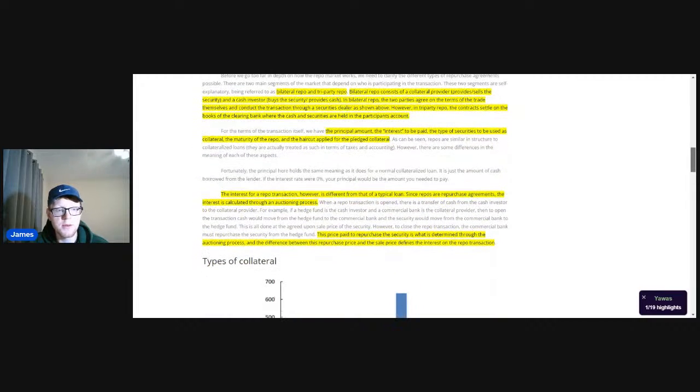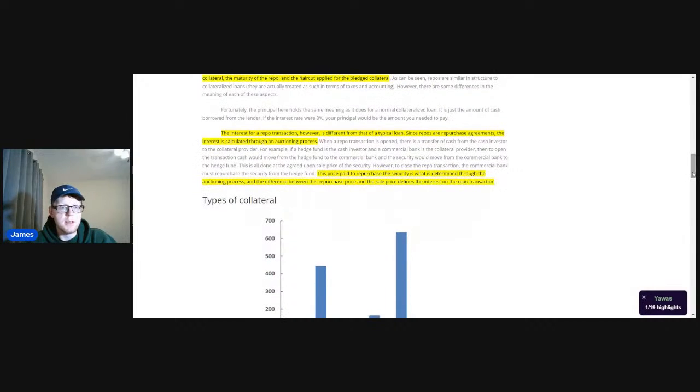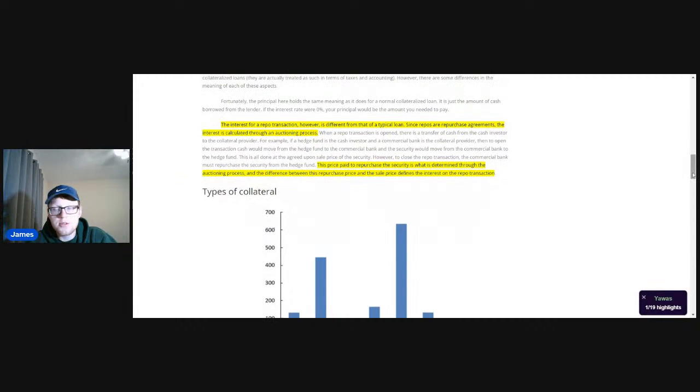so there's that, and then the actual transaction itself. Like I said, it's a lot like a collateralized loan. You have principal, there's the interest, the type of security used as collateral, maturity, and then one thing that is new is the haircut for the repo transaction, right? And just like a loan, principal is the same thing. It's the principal. And then interest is different for repo. Basically, because it's technically not a loan, it's a repurchase agreement.